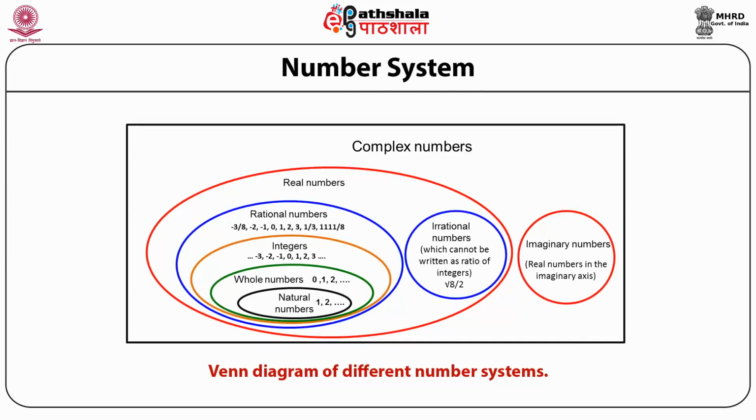Now we are going to see the number system. This is also called a Venn diagram. So you want to remember that word Venn. It's not W-H-E-N, it is V-E-N. So what are natural numbers?